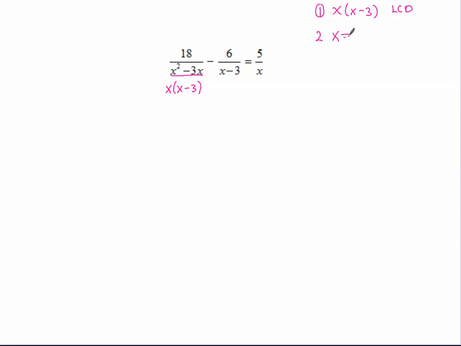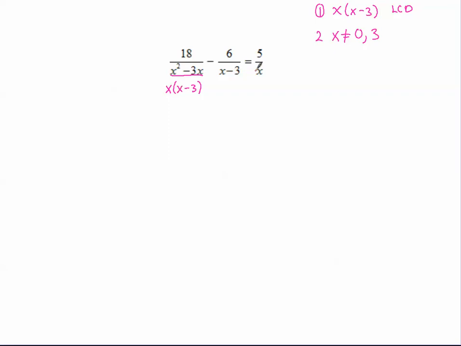Now what are my domain restrictions? What can x not equal? Well, if x is 0, then I'd be dividing by 0 here. And if x is 3, I'd be dividing by 0 there. And it's the same for these ones, because this denominator is a combination of those two.